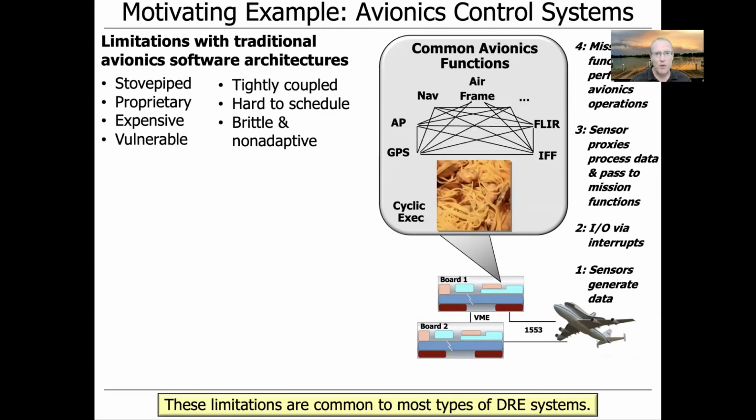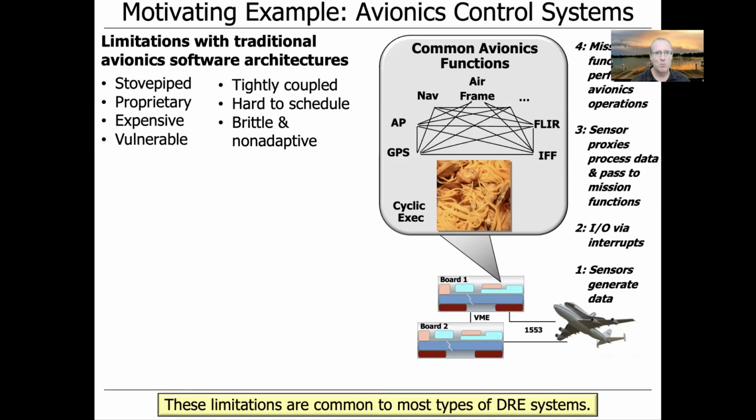Now, if you take a look at the way people used to build these kinds of systems, and it still is the case in some situations, people still build these systems like this, they tend to be very stovepiped, very custom built for the particular hardware, for the particular environment, for the particular requirements. Historically, they've been proprietary. They weren't based on standards. They're very expensive. You have a lot of vendor lock-in. Because they weren't typically built to be networked, certainly not over the internet, there's a bunch of vulnerabilities that can creep in if you're not careful. And other issues that are tricky are they're tightly coupled because of the dependencies. They're hard to schedule. They're brittle and non-adaptive.